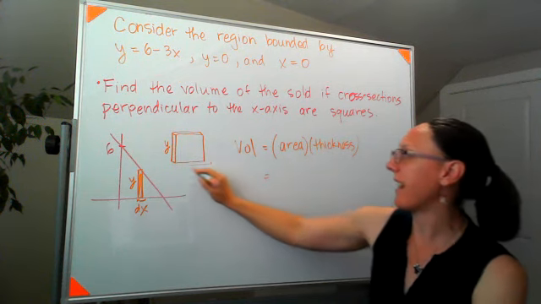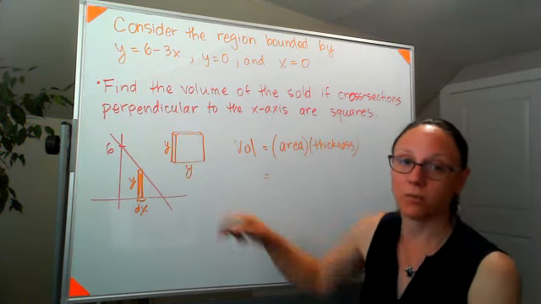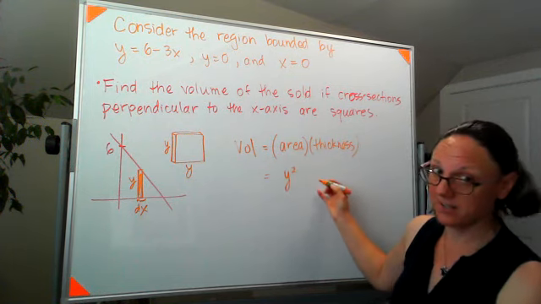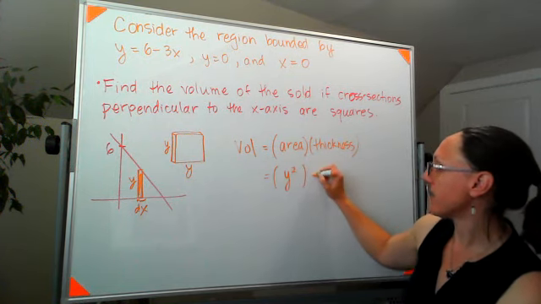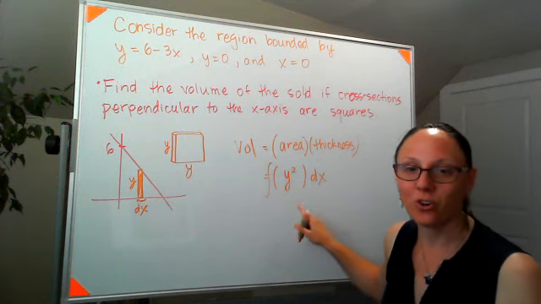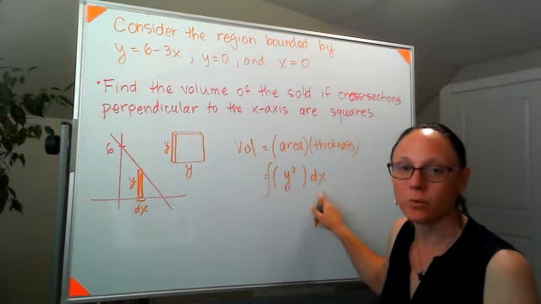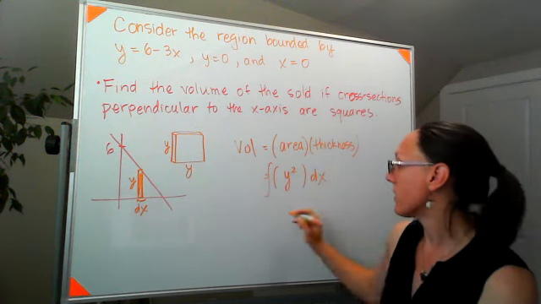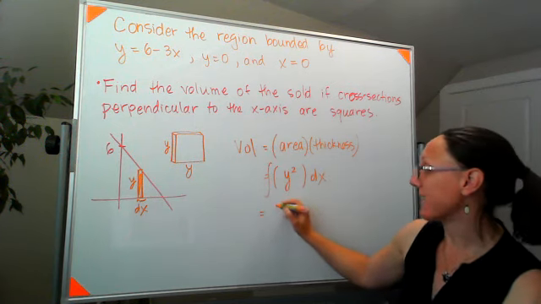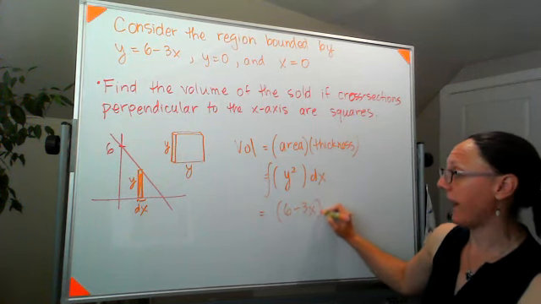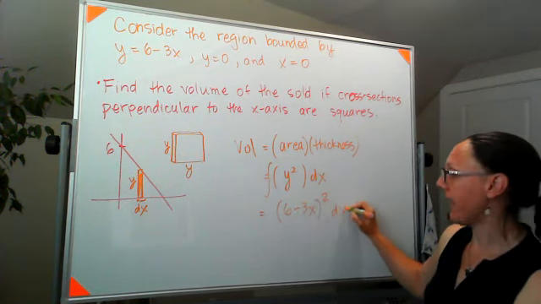Which means that this area would be y times y, or y squared, because it's a square, and our thickness is dx. Well, that's not going to work out for us as an integral. I can't integrate my y's with respect to x, but we do have a formula for what y equals. So rather than writing it as y, I'm going to put in (6 minus 3x) squared dx.